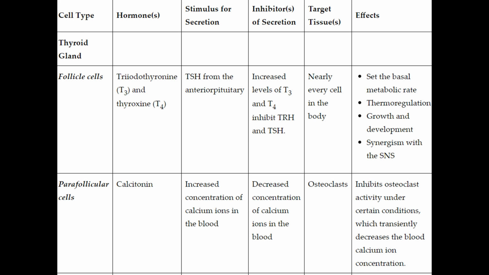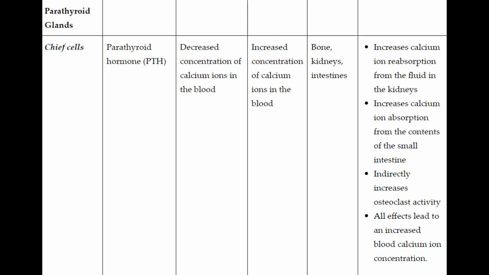But here you see a table where we look at all of the cell types, the hormones they produce, the stimulus that causes their secretion, inhibitors of their secretion, the target tissues, and the effects. And again, I've already talked about this, so I'm just going to let you look at it. I'd pause this video here if you need to. I'll give you a couple seconds on each slide. Again, just a second or two to screenshot this if you need it.